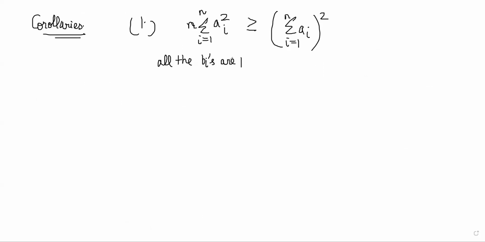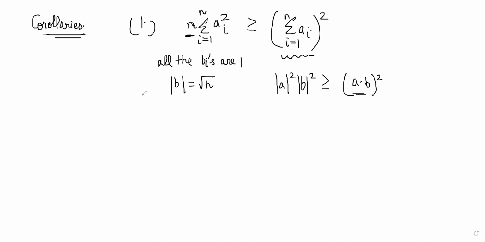So basically, this is the square of the mod, right? So the mod b vector would be root over n. So mod b square is n. Therefore, this is basically mod a square mod b square is greater than or equal to a dot b whole square. A dot b will be simply a1 into 1 plus a2 into 1 plus a3 into 1 and so on. So this is simply this. Eventually, you should learn to use this directly. We are just applying Cauchy's inequality in the case when all the bi's are 1.